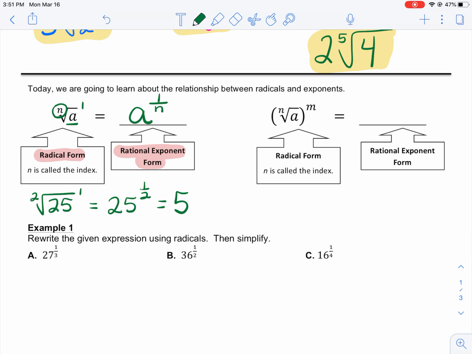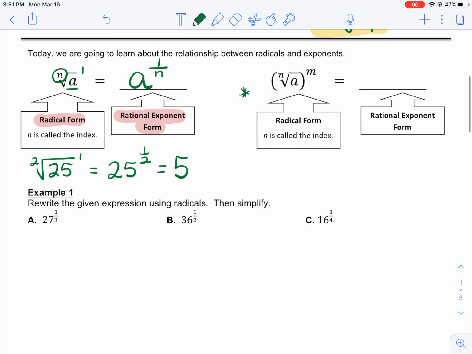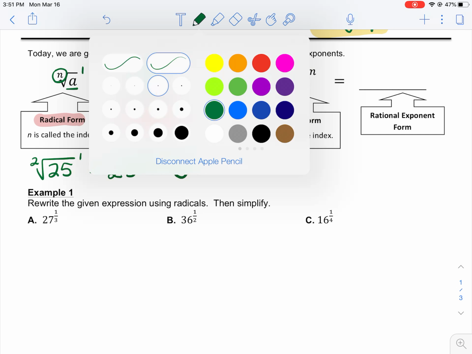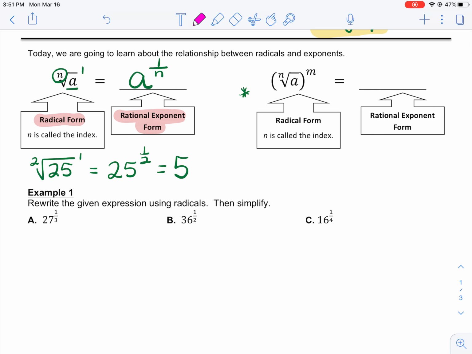Okay, so I'm actually going to skip this next part over here, and I'm just going to do example 1 with you to try and explain what we just talked about. Example 1: rewrite the given expression using radicals and then simplify. So we're going to take this rational exponent form and write it as a radical, and then simplify it using what we talked about yesterday.